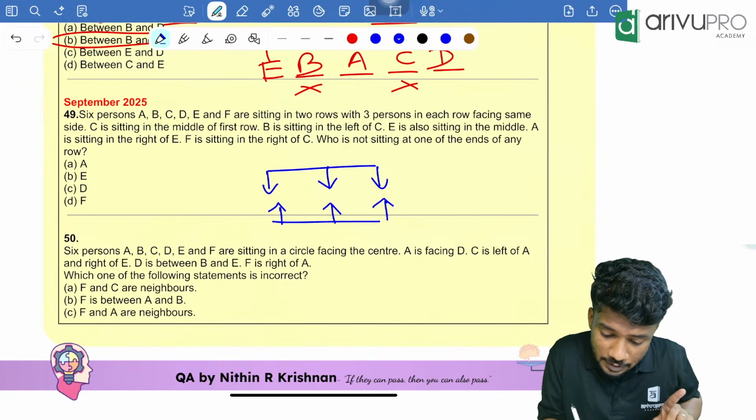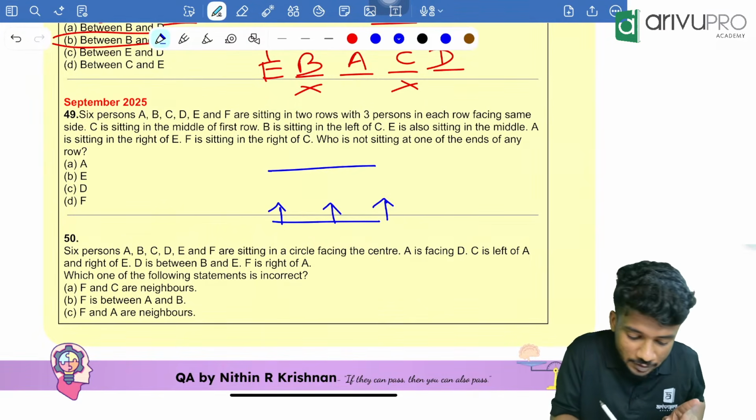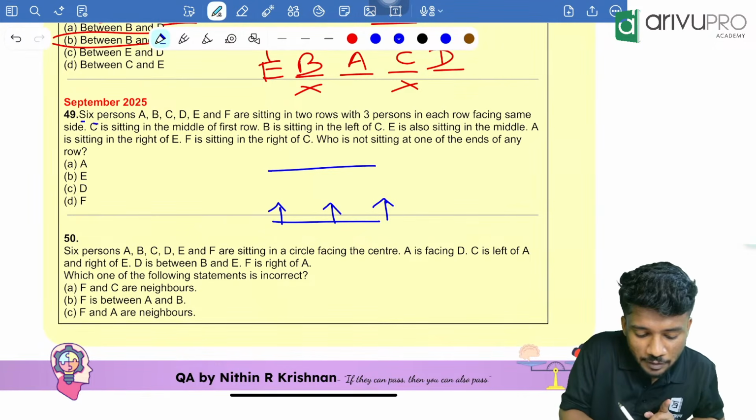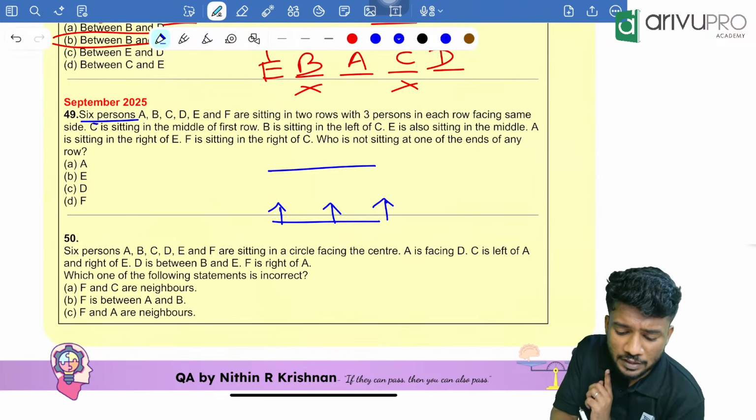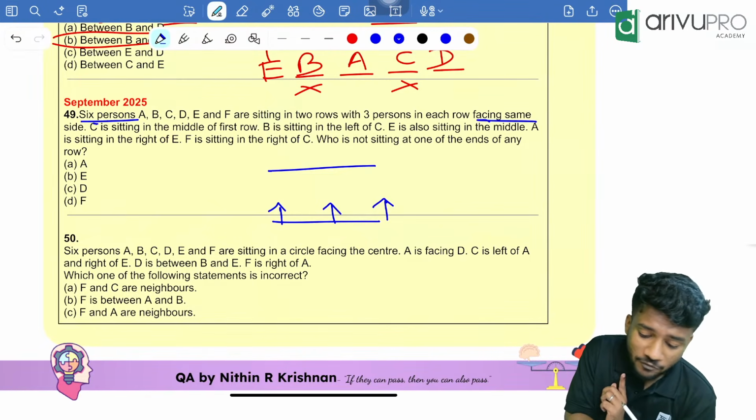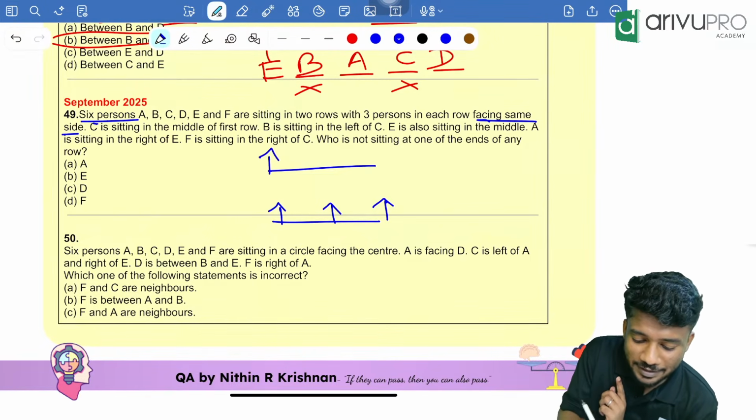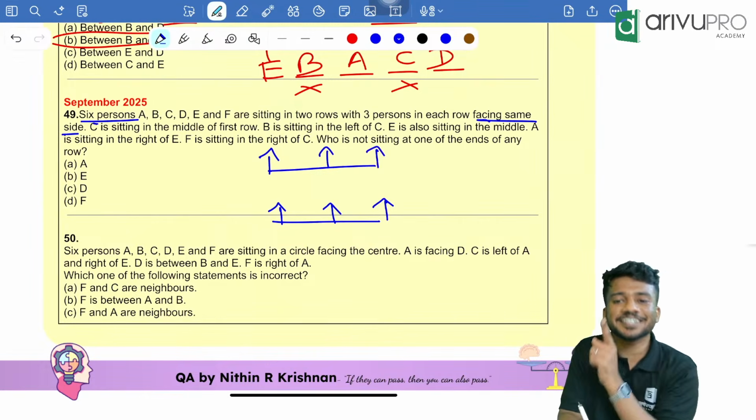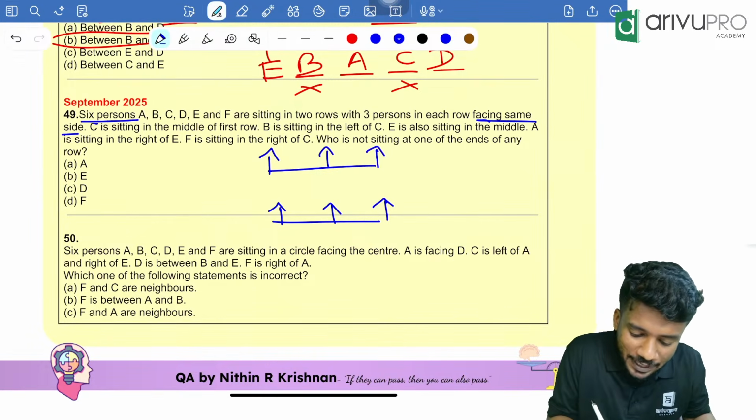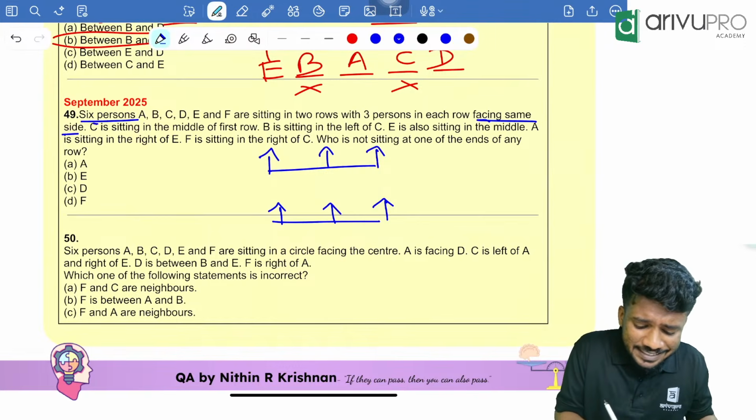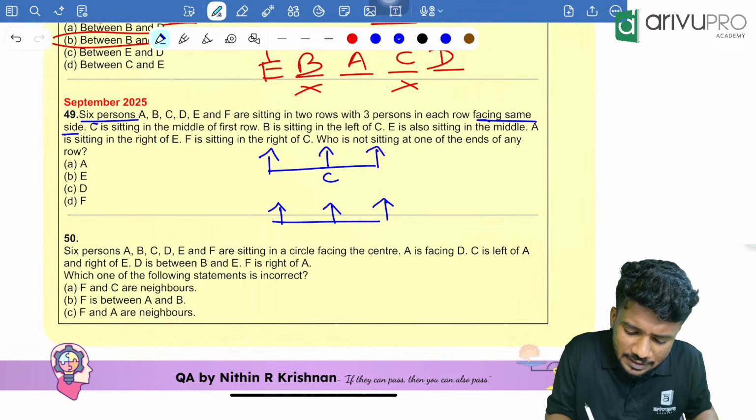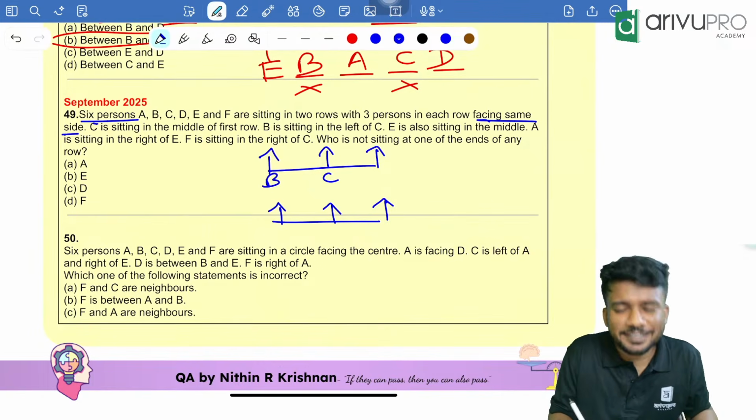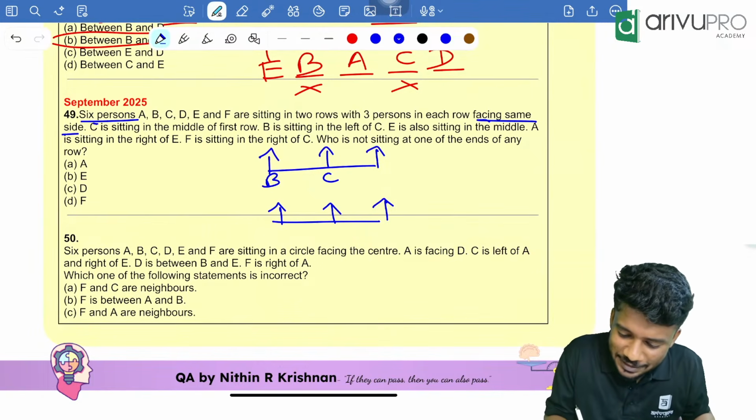Oh, one thing is, there is a very interesting factor over here. 6 persons A, B, C, D, E, F are sitting in 2 rows with 3 persons in each row facing same side. That means they also should look towards the top. Very good. C is sitting in the middle of first row. This is first row. C is sitting in the middle. B is sitting left of C. Very easy.